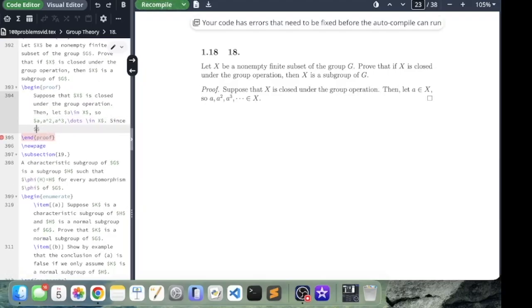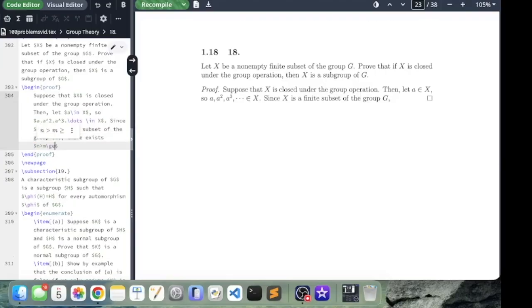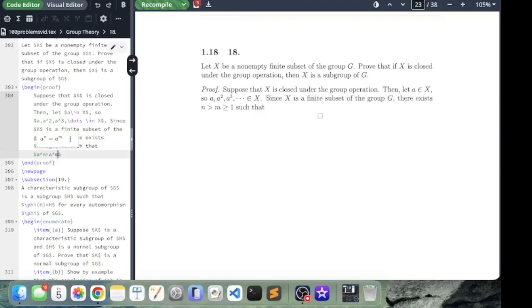And since X is a finite subset of the group G, there exists an n greater than m greater than or equal to 1 such that a to the n is equal to a to the m. This is the usage of the pigeonhole principle.